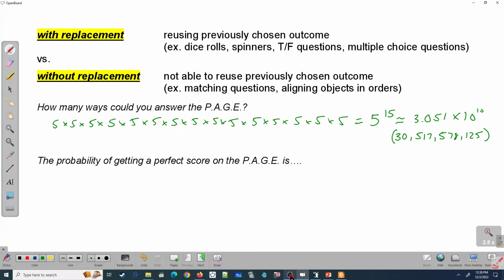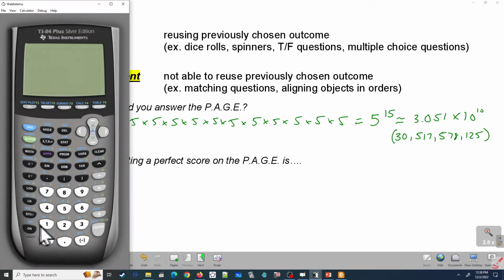Now, this is where I have a little bit of fun with my students. So let me go to my calculator here. Let's clear this out. And I say, okay, let's just do this for a moment. Let's take 5 to the 15th.